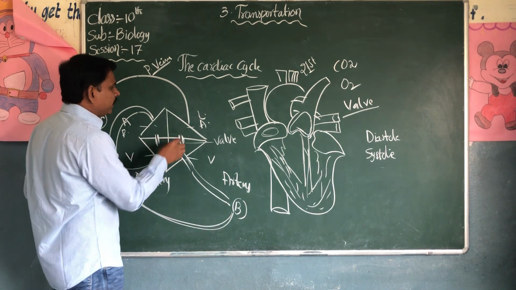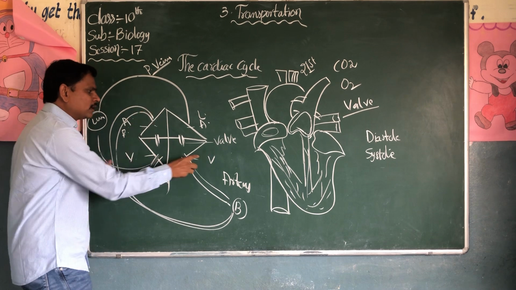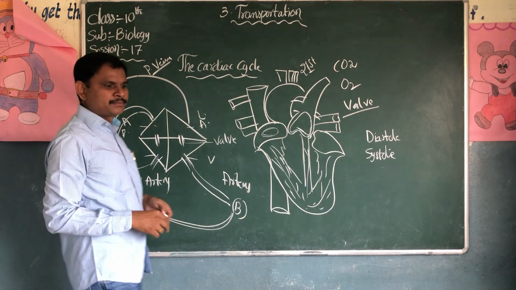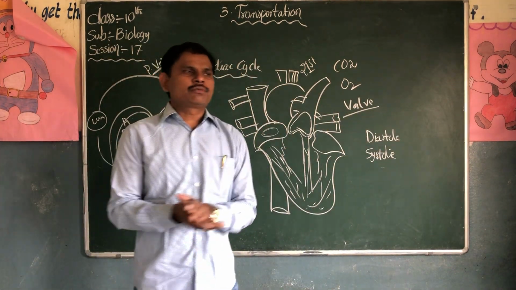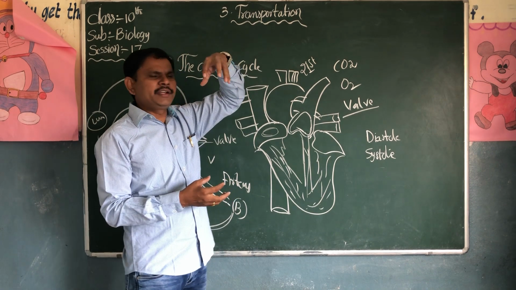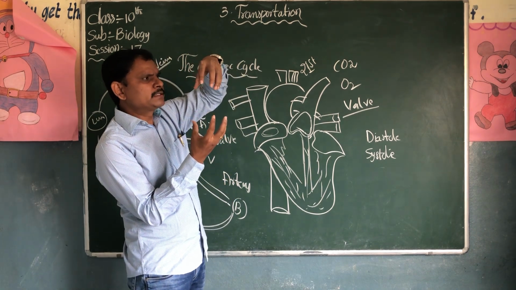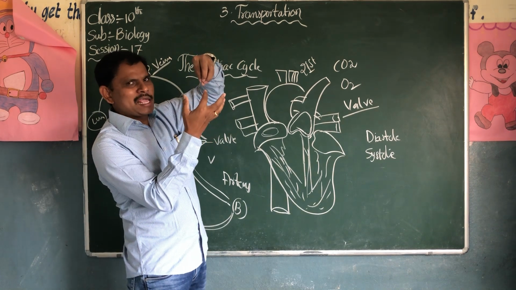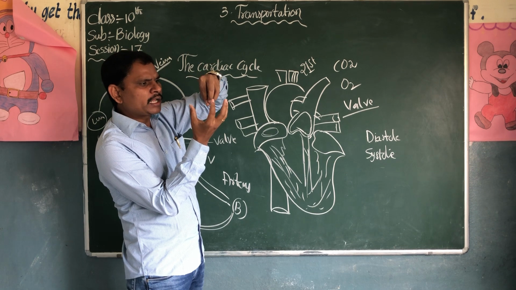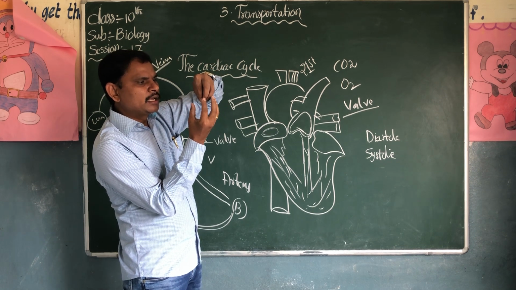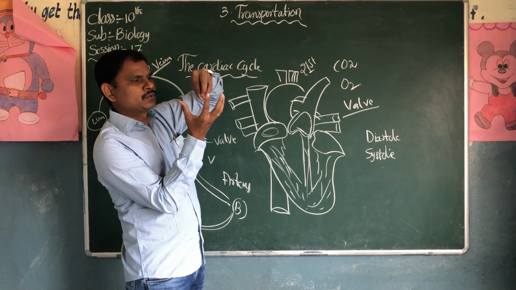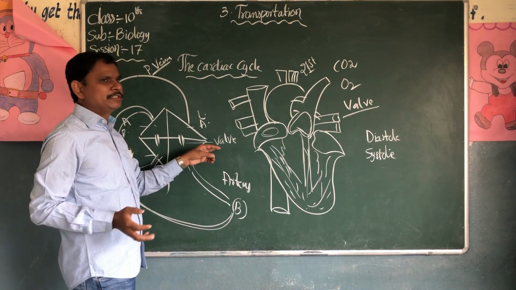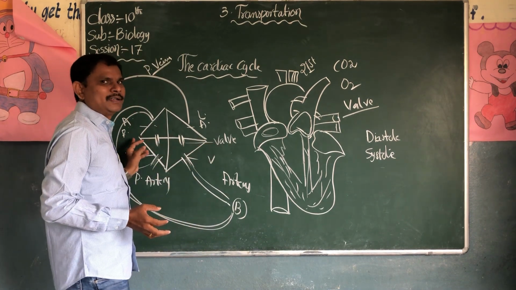What happens when the atria start to contract? The ventricle starts relaxation. These are always opposite. Look here: these are the atria and the ventricles. When the atria start contracting, the blood flows into the ventricles through the valves, the bicuspid valve and the tricuspid valve, and the ventricle starts relaxation.